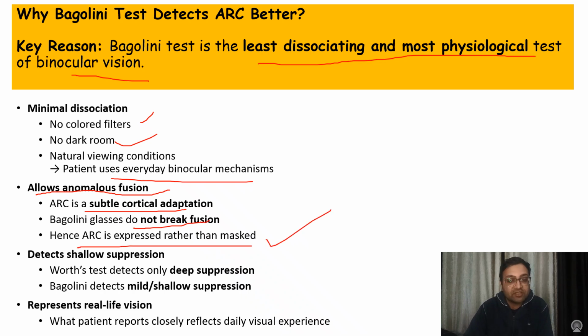It also detects shallow suppression. And it represents real life vision. Okay, so that is why the Bagolini test detects ARC better. Because it is least dissociating and it is the most physiological test because it uses the normal everyday binocular mechanisms, and it also allows anomalous fusion, and hence ARC is expressed rather than masked.